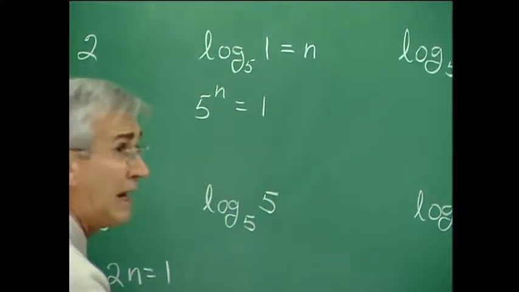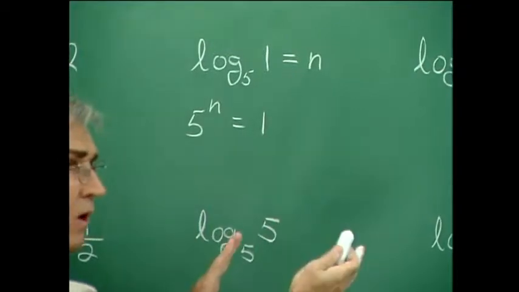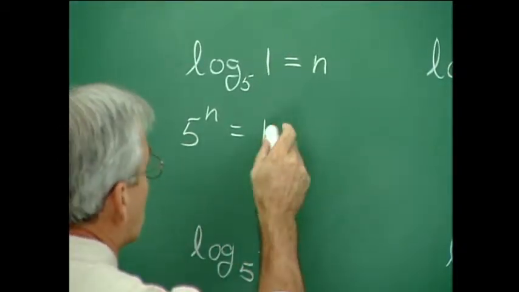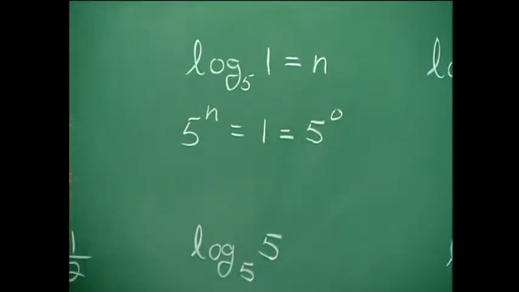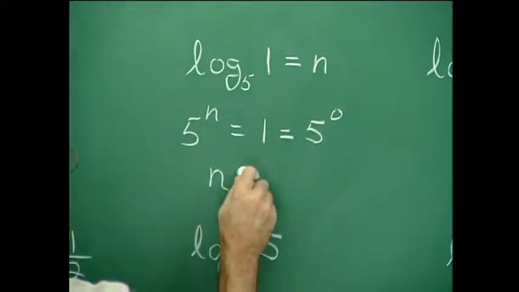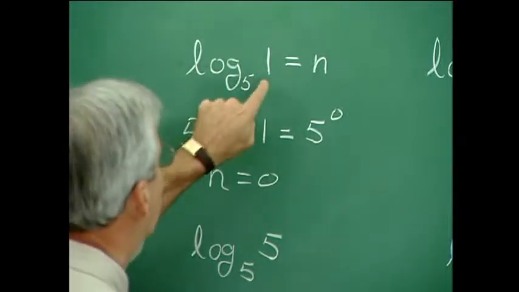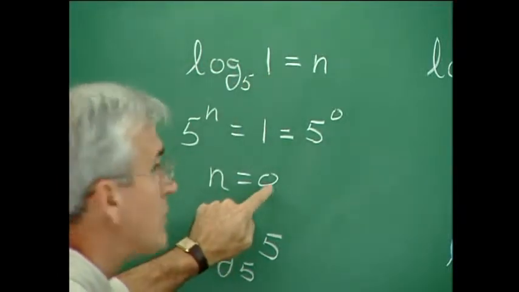Now, this doesn't seem to help us very much until we realize that an exponent of 0 on any base is simply 1. So this 1 can be written as 5 to the 0 power. And with that, since the bases are alike, we set the exponents equal to one another, and n is equal to 0 right quick. So the logarithm of 1 is always going to be equal to 0.